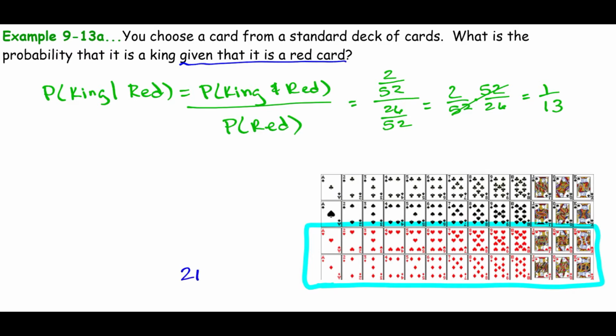So there's 26 cards to choose from. And then from only those cards, how many of them are kings? We've got 2 kings here, so that goes on top. That's my numerator. So we get 2 out of 26, which is 1 out of 13, the same thing we got with the formula. In this case, we had a discrete sample space and we could count it, so it was easy enough to do that. In some cases, you won't be able to count the sample space or even visualize it, so you'll have to use the formula.